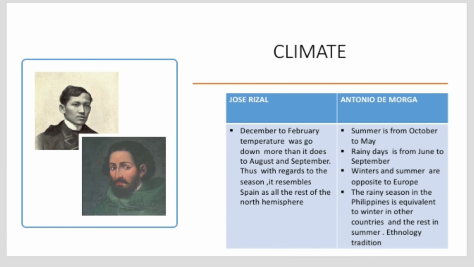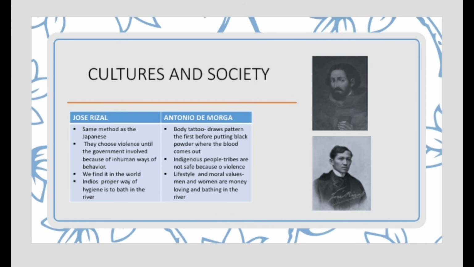Ethnology, tradition. So next, cultures and society. So according kay Antonio de Morga, body tattoo draws pattern first before putting black powder where the blood comes out. So kay Jose Rizal naman, same method daw as the Japanese. So next, indigenous people, tribes are not safe because of violence. So kay Rizal naman, they choose violence until the government got involved because of inhuman ways of behavior. So next, culture and society, lifestyle and moral values. Men and women are money-loving and bathing in the river. So kay Rizal naman, the Indios' proper way of hygiene is to bathe in the river, and we find it in the world.